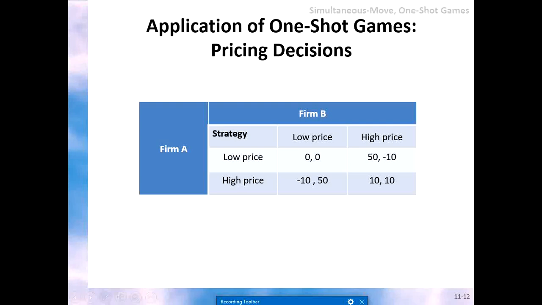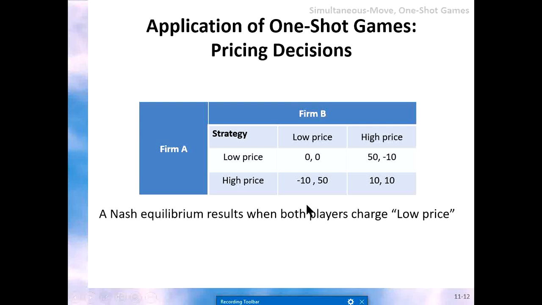And the same here. If firm A chooses high price and firm B chooses low price, firm A will lose 10 and firm B will make a profit of 50. This is because all customers of firm A will go to firm B and buy from it. Now, how are we going to decide the Nash equilibrium? The Nash equilibrium in this case results when both players charge low price.